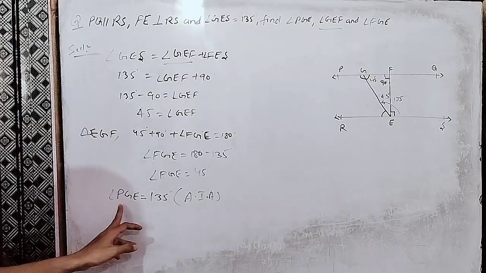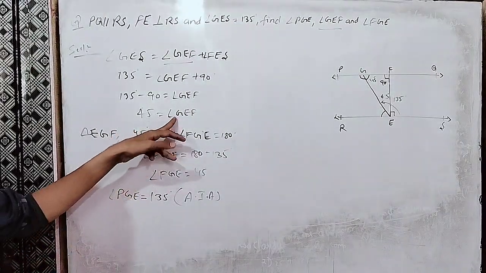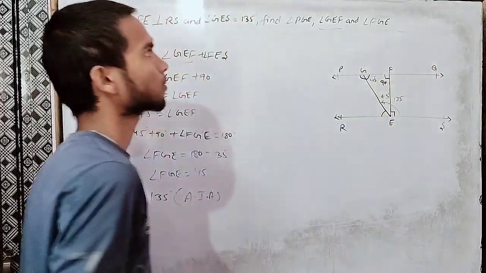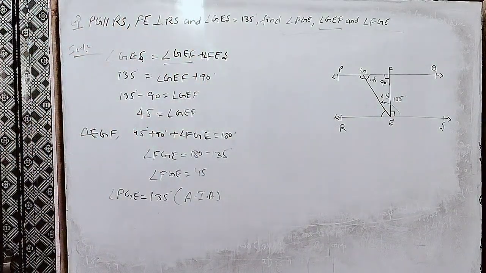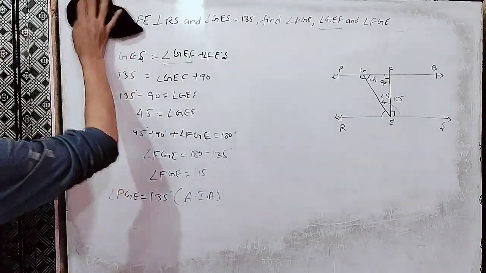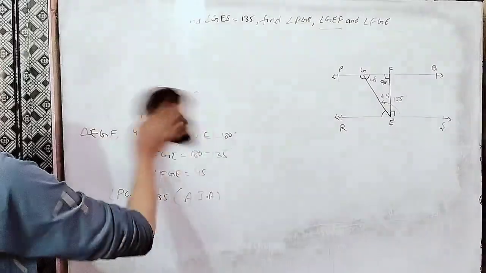Now we have the value of this angle, this angle, and this angle. We had to find the values of this triangle's angles, and we have done it. Now the next question.